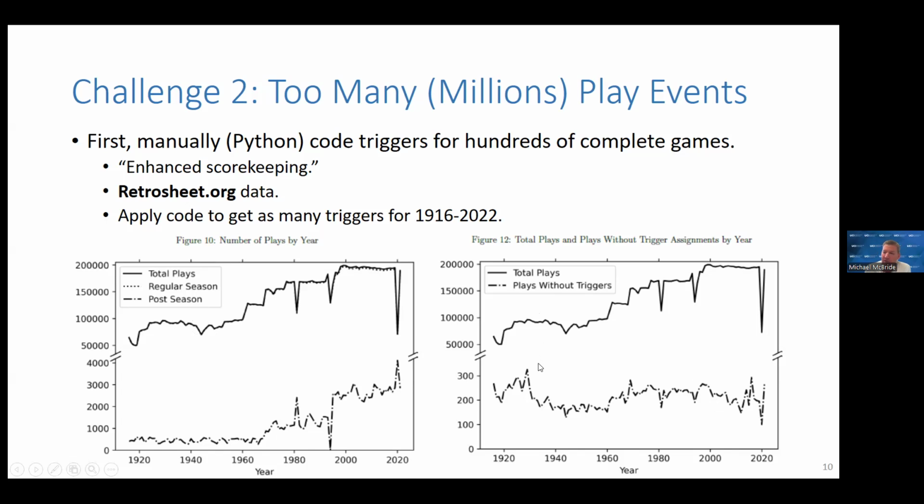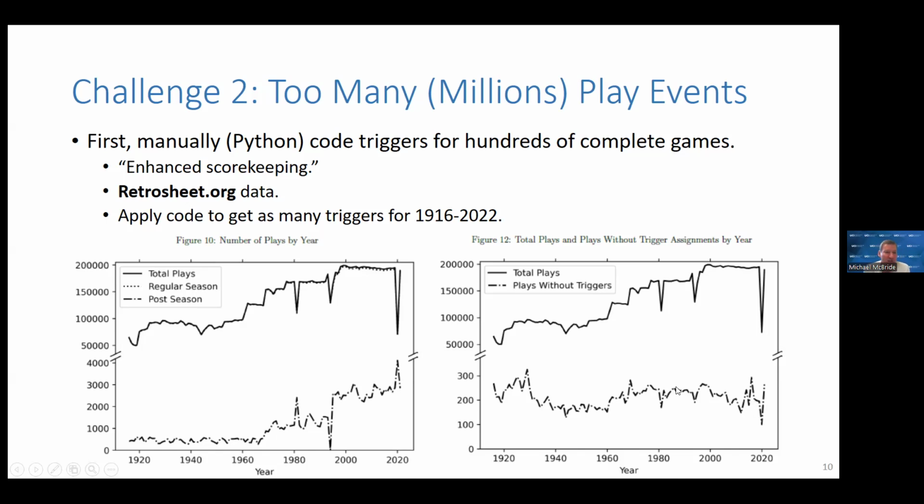Over here in this figure, it shows you the total plays. And then these are the plays, of those total plays, that my code couldn't interpret. It just didn't know how to interpret them. And you can see it's about 200 a year. Now, if I were to go and try to manually code these, I wouldn't finish before I retired. I probably wouldn't finish before I died.